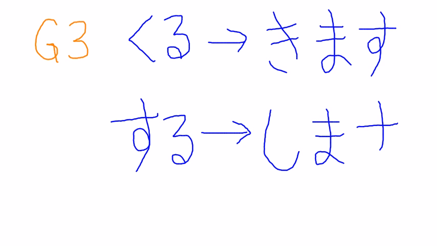Now the good news is these verbs are incredibly commonly said, so they're very much a part of your memory. Kuru kimasu, suru shimasu. For example, benkyou shimasu, renshu shimasu, ojama shimasu. So those verbs you just have to memorize.